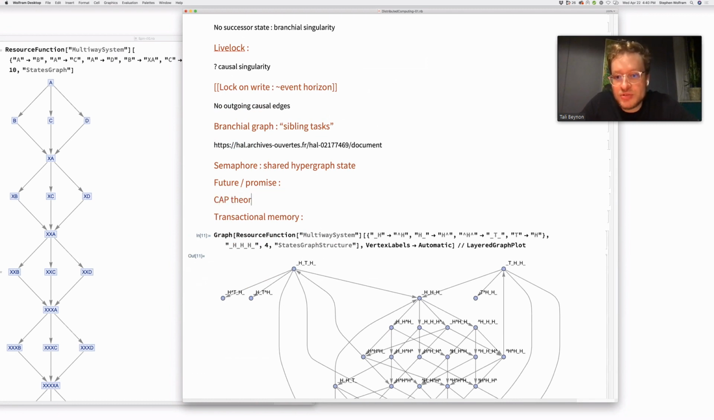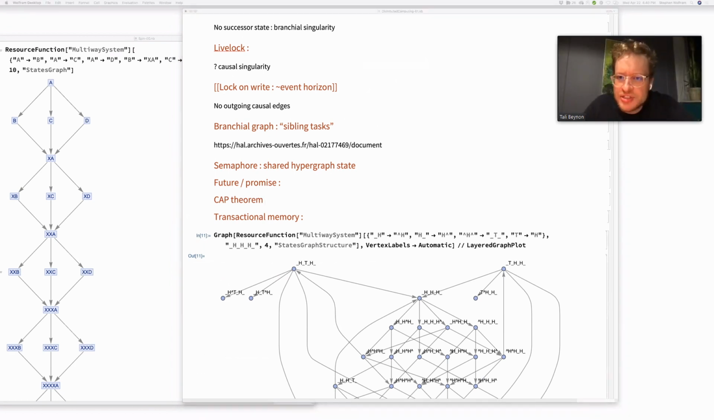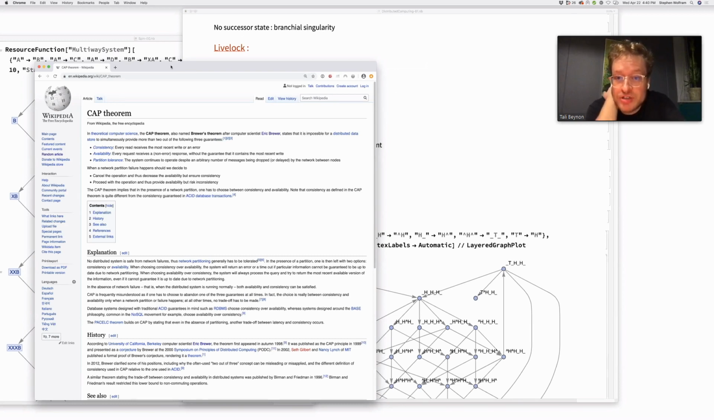You might as well look at the web page here. And it feels like partition tolerance is something to do with causal disconnection. Consistency is something to do with branchial graph distance. I'm not sure what availability is. Something to do with space. It's like every node can reach you.